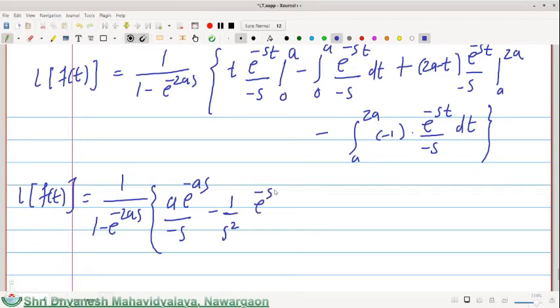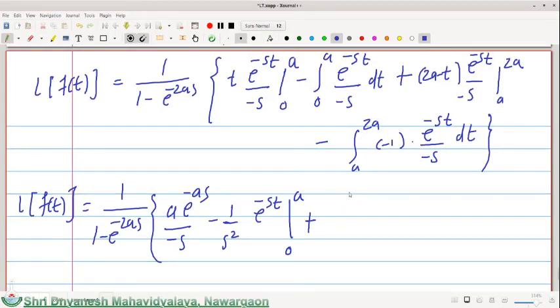And integration is e to the power minus st with limit 0 to a, plus at upper limit, that is at t equals 2a, this 2a minus 2a will be 0, so first term will be 0, minus at the lower limit, that is at t equals a, this will be 2a minus a, which will be a, into e to the power minus as upon minus s, or we can write this plus 1 upon s.